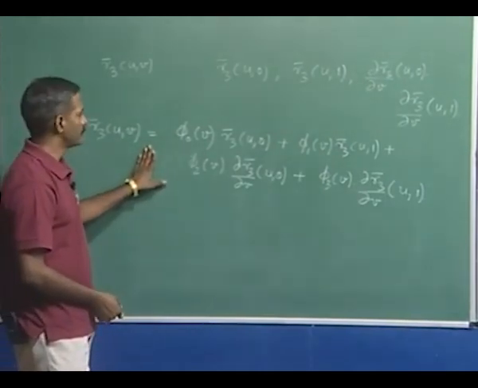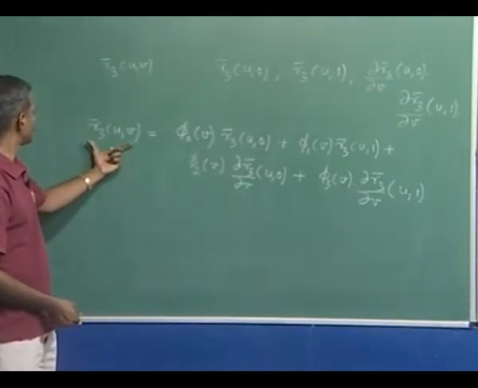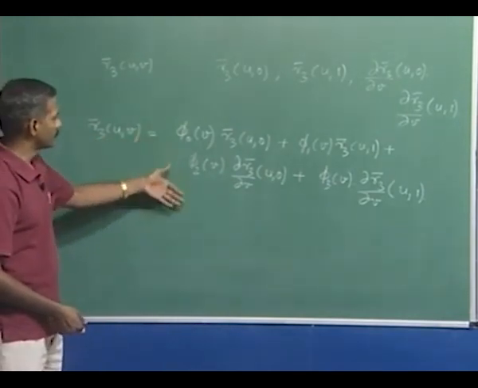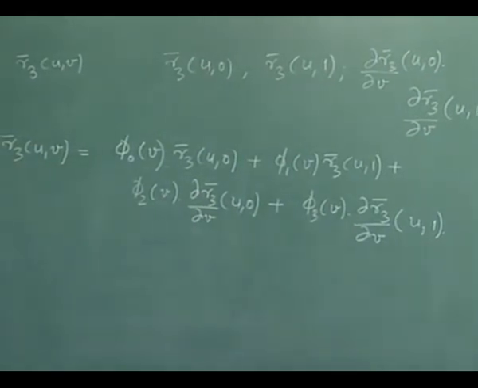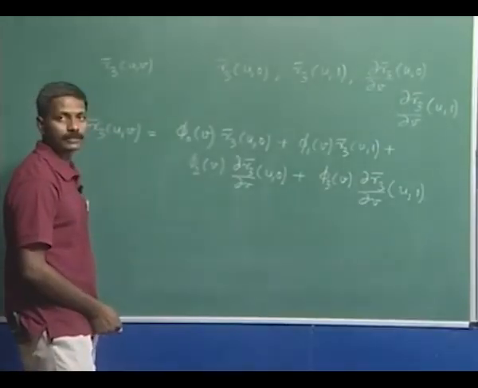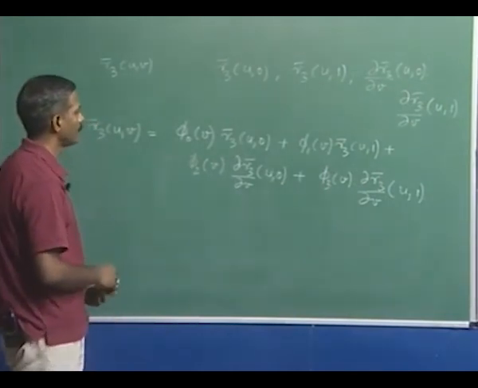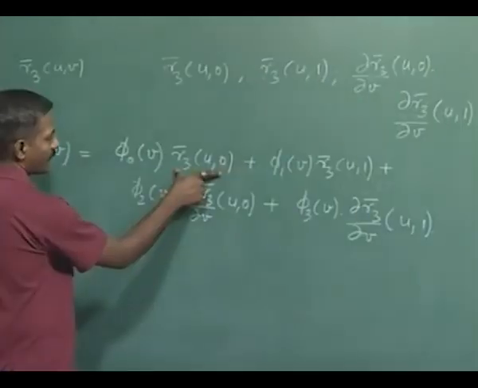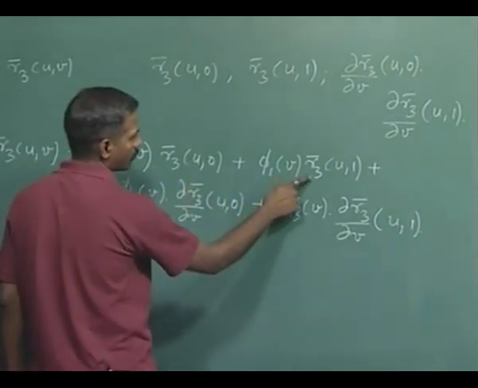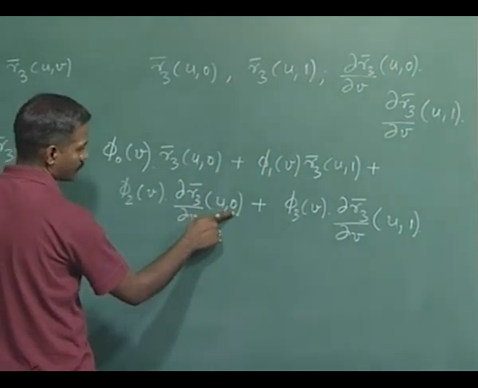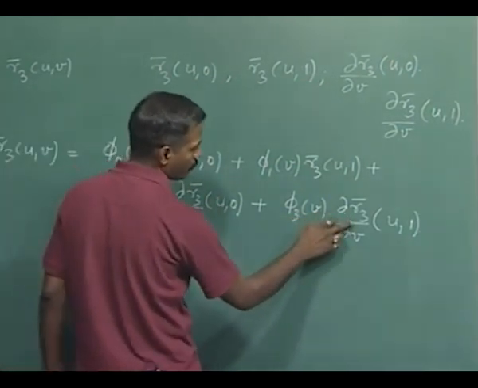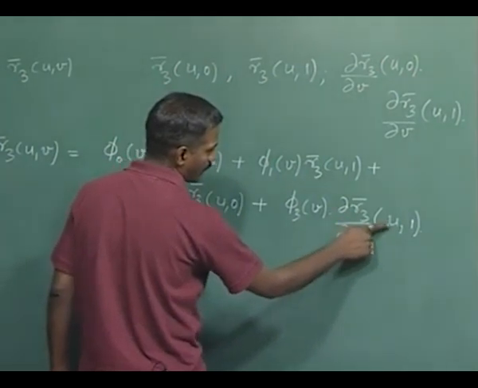You can do the math and verify that R3(u,v) constructed in this manner would satisfy all the boundary conditions pertaining to the corner points, pertaining to the bounding curves, and also relating to the cross boundary tangents. By this time, you would already have the expression for R3 u0, R3 u1, the slope with respect to v evaluated at u0 of R3, and the slope with respect to v of R3 evaluated at u1.